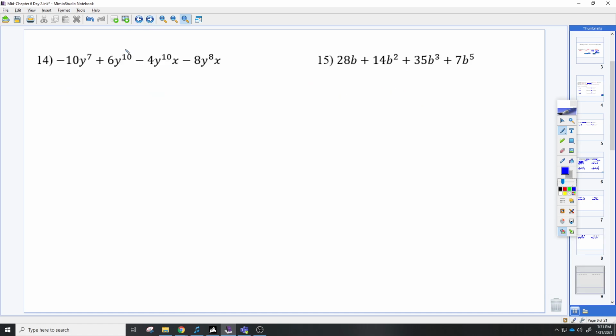All right, 2 left, and then we'll be done. The rest of it is the homework for you to finish. Number 14. If you see here, we have quite a few negative numbers, so I'm going to take out a negative in this case. What goes into 10, 6, 4, and 8? That would be 2. All right, what do we have left? We have some y's, so let's take out y to the 7th, which would be the smallest one.